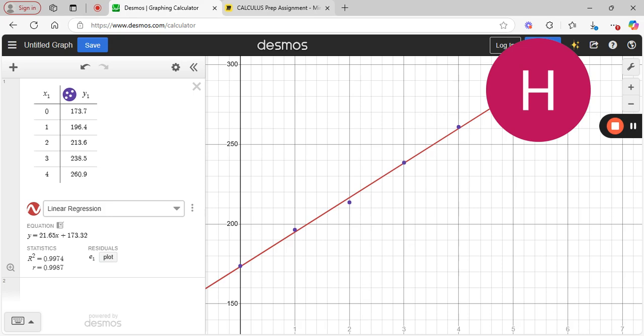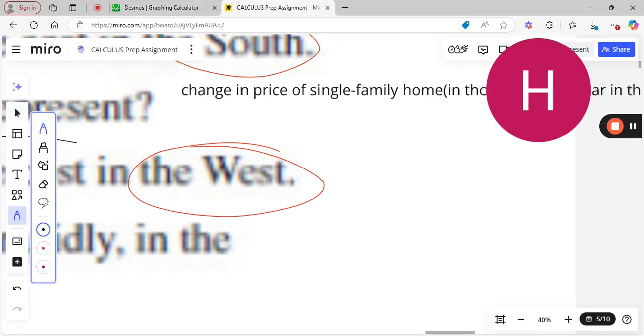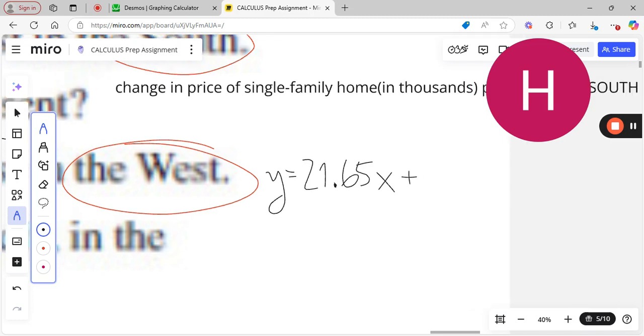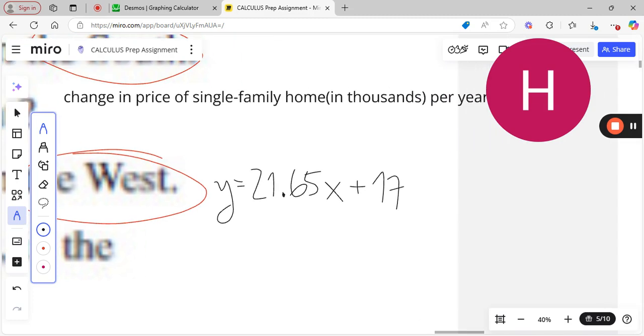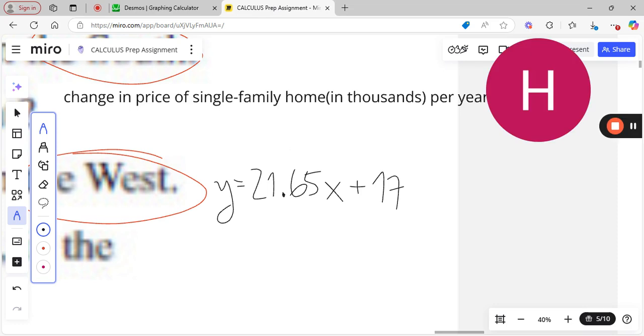So it seems like the equation is y equals 21.65x. Again, that's in thousands. Plus 173.32. Okay, and again, y is in thousands.